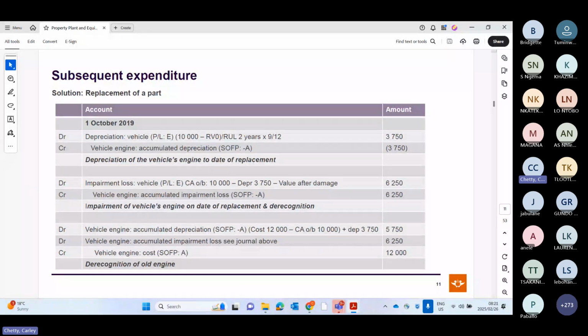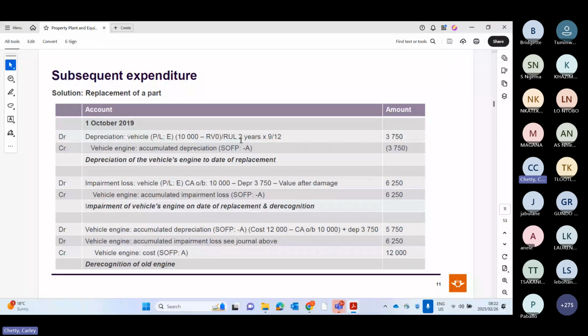They told us that the car engine had a remaining useful life of 2 years and a nil residual value. The old engine was scrapped and replaced on 1 October, so we need to make sure that we have processed the depreciation for the old engine. The old engine had a carrying amount of 10,000 and a remaining useful life of 2 years. So we take the 10,000 Rand, which is the carrying amount given in the scenario, minus the residual value of nil, and divide that by the remaining useful life of 2 years.